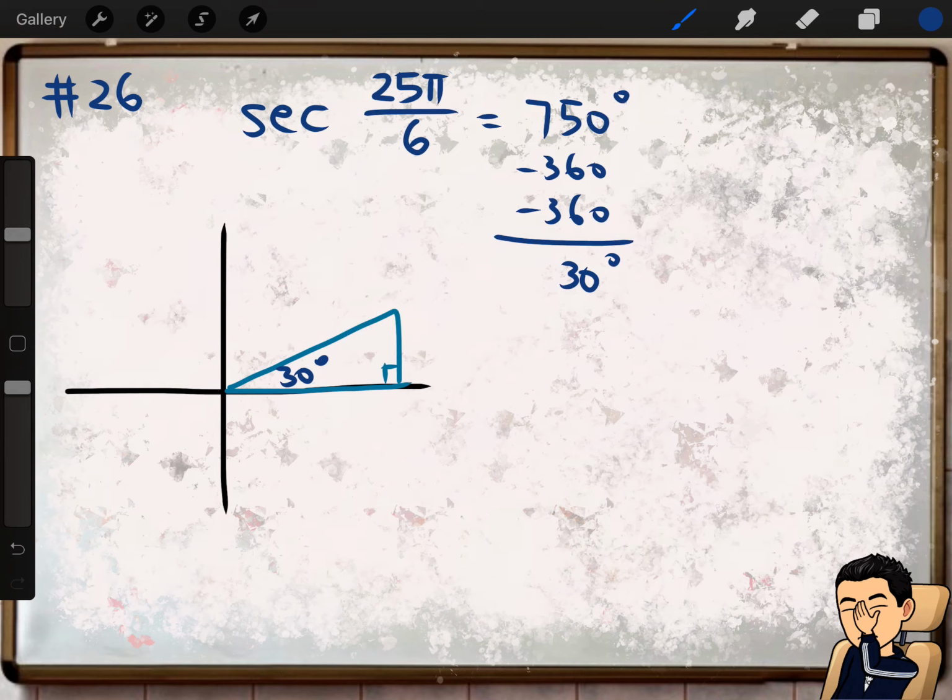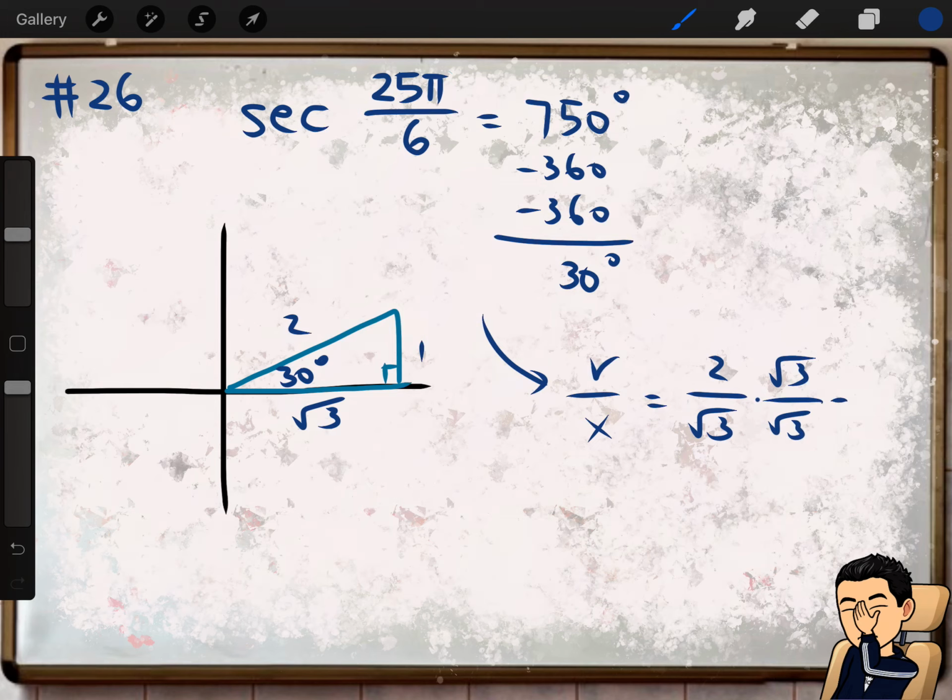The opposite side is going to be 1, the adjacent is going to be rad 3, and the hypotenuse is going to be 2. So we know that secant is r over x. So r is 2 over rad 3. What you need to do here is multiply by rad 3 over rad 3, so it's going to be 2 rad 3 over 3.